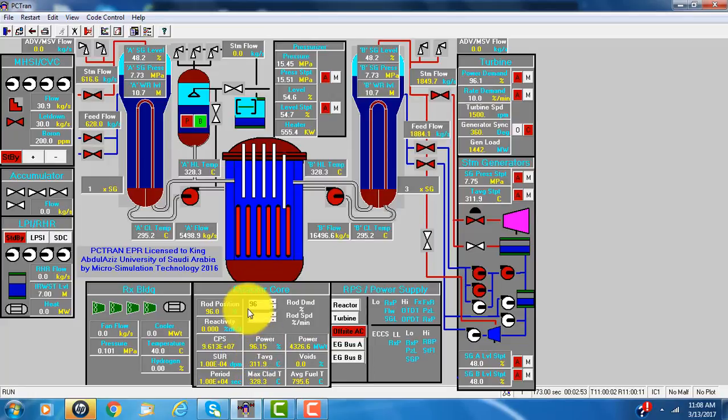But very important, you see the pressure and the pressurizer level are more or less constant. That's because we have the chemical and volume control system to control a pressurized water reactor according to the design set points.